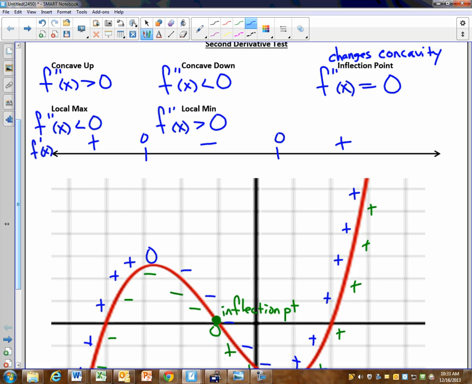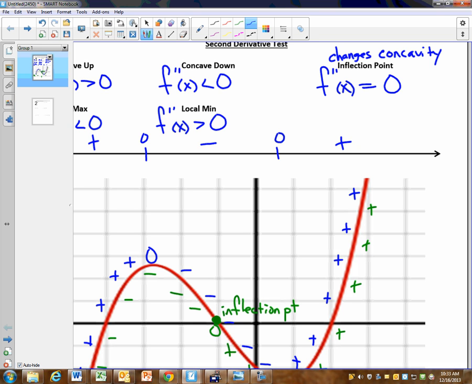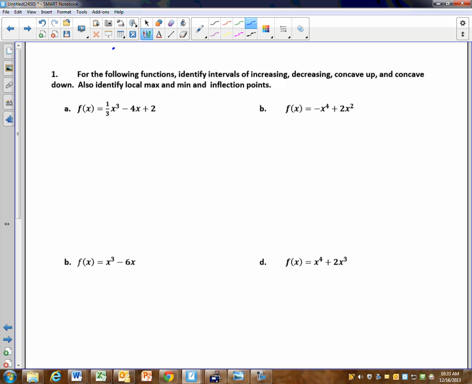Let's put it all to work. Let's see if we can get through, we'll for sure get through one, maybe two problems here. Okay, for the following functions, identify intervals of increasing, decreasing, concave up, concave down. Also identify local max and min and inflection points.